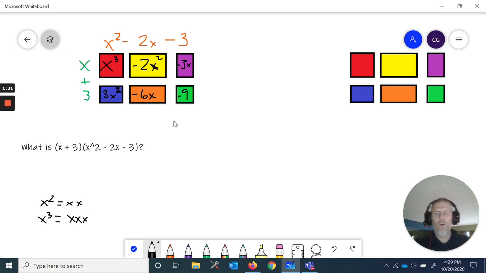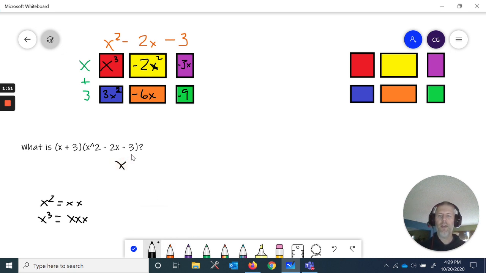Okay, so now we're going to combine all of our like terms. And remember, like terms have to have the same exponent and the same variable. So I can combine x squareds, I can combine x to the first powers, but I couldn't combine an x squared and an a squared because they're different variables even though they have the same power.